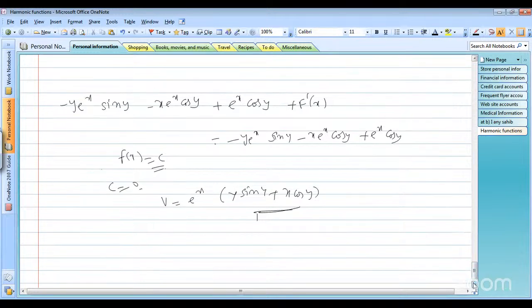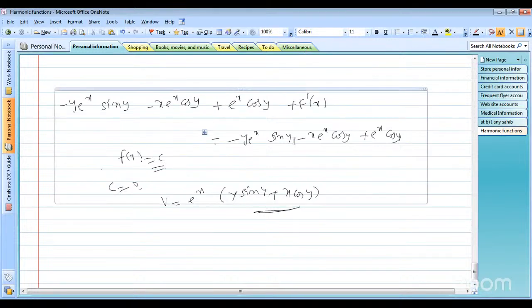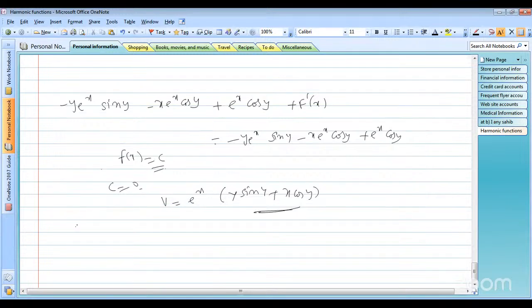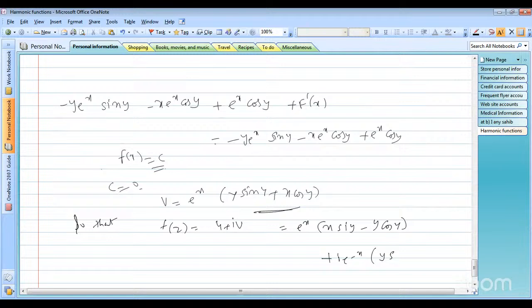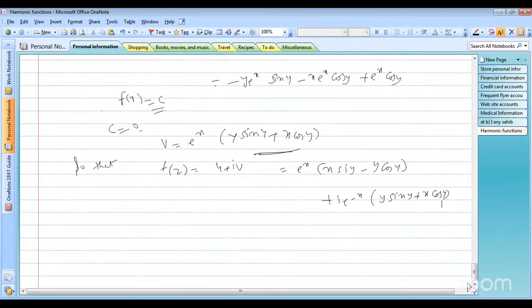But even though we have taken here y sin y plus x cos y, so that we are applying this one. We know that f of z is equal to u plus iv. What is that? I'm writing the u value as e^x (x sin y minus y cos y). This is the u value, plus i into e^x (y sin y plus x cos y). This is the value of this one.